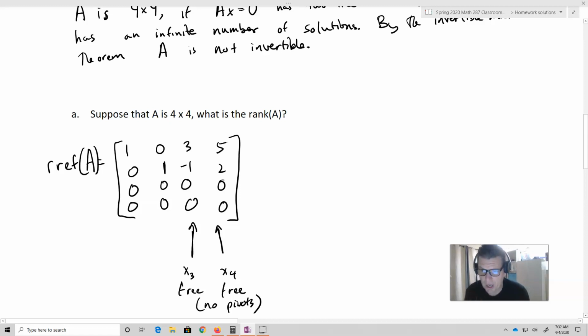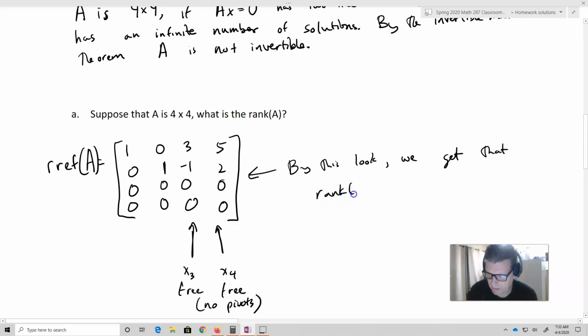But what I definitely know is that because these two are free, there are no pivots. So consequently, rows 1 and 2 have pivots, and then everywhere else has got to have zeros inside of the row reduction. Okay? By this look, we get that the rank of A equals 2.